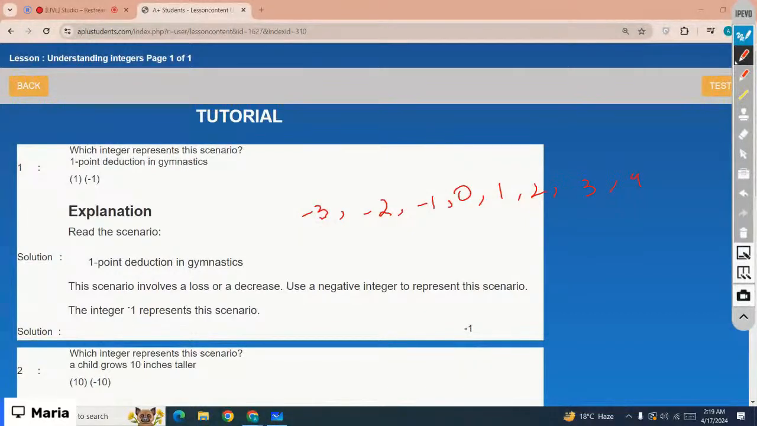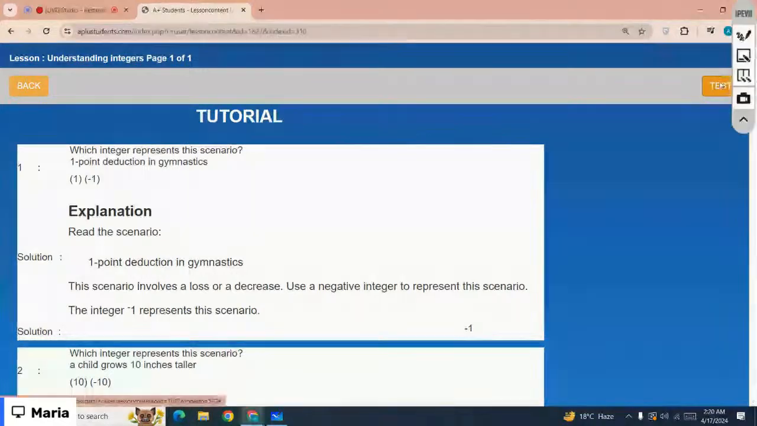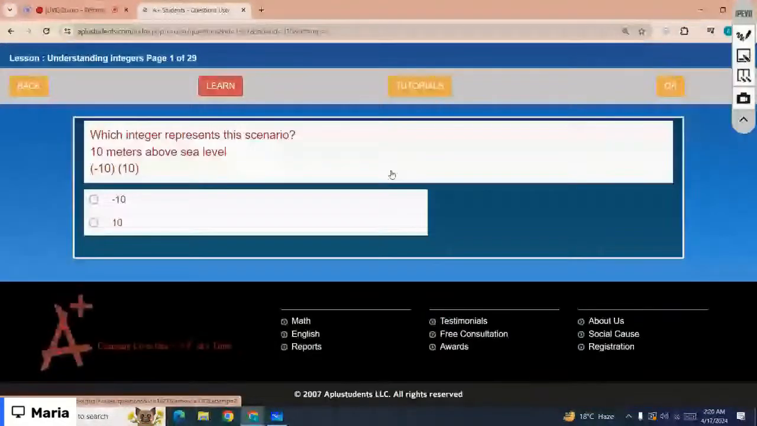Okay, the first example: which integer represents the scenario, 1 point deduction in gymnastics? So reductions, they are all negative. Like if you have a loss or decrease, that would be represented by negative integers, right? So the correct option is -1. Increases or profits are represented by the positive integers, and losses or decreases are represented by the negative numbers.